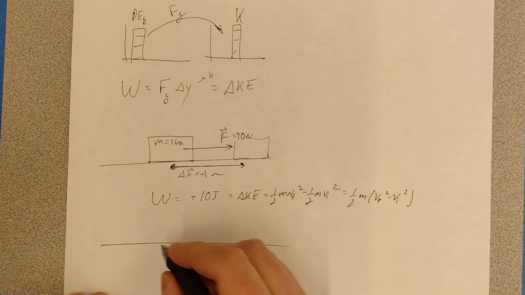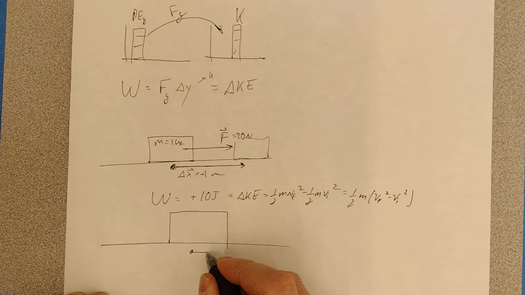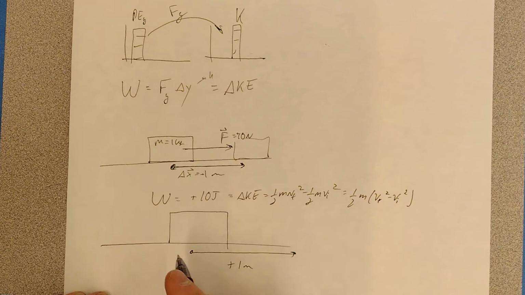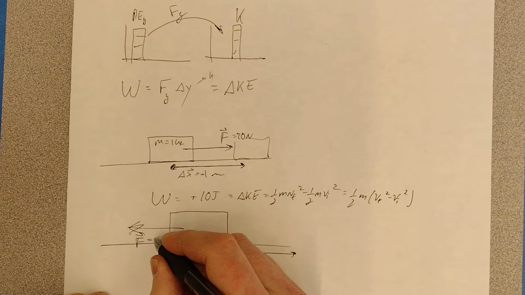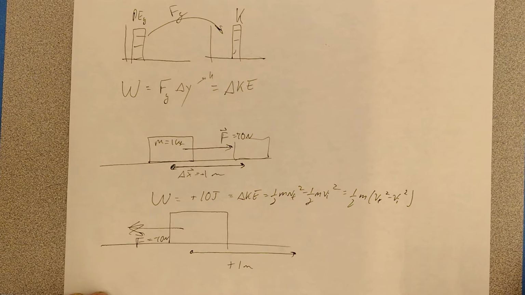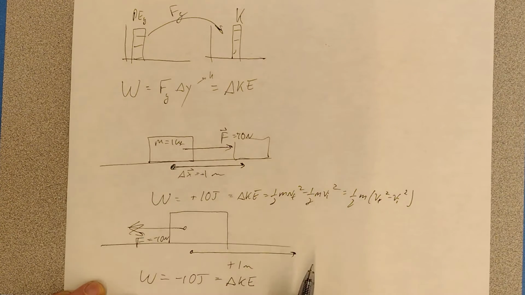Well, what if we did this? What if it was a block sliding this way? Let's say it was already sliding this way, and it displaced itself positive 1 meter that way. So let's say it started off with some kinetic energy. This one started off with no kinetic energy, and I pulled it. Let's say this one started off with some kinetic energy, and I pulled it the opposite way. So I pulled it this way with a force of negative 10 newtons. Well, what would the work be? It would be negative 10 joules. So the change in kinetic energy of that object would be negative 10 joules. It's sliding this way, the force is going that way, it's going to take kinetic energy away.